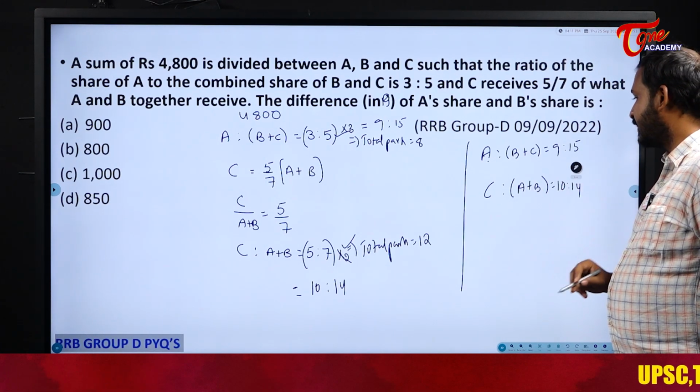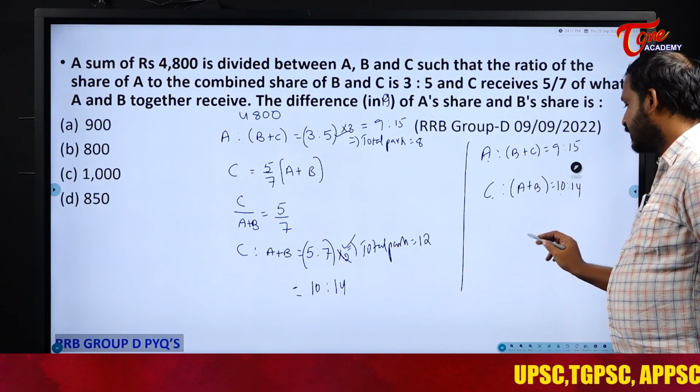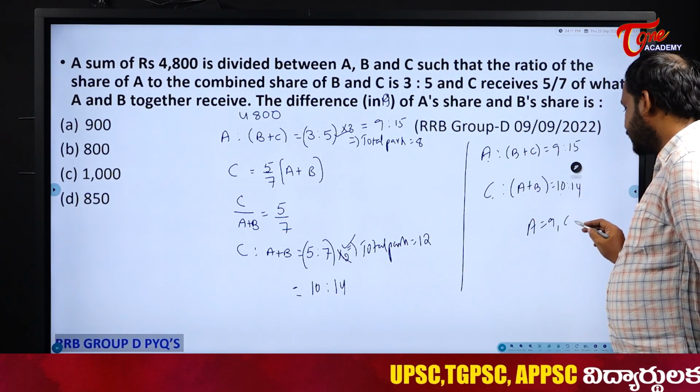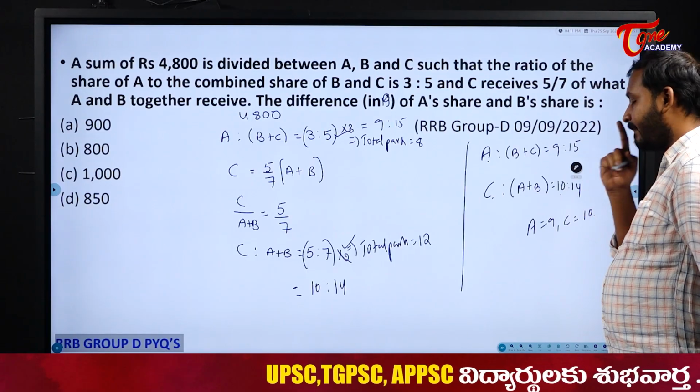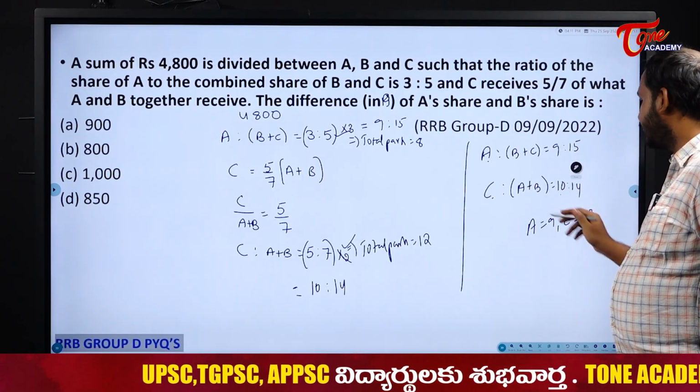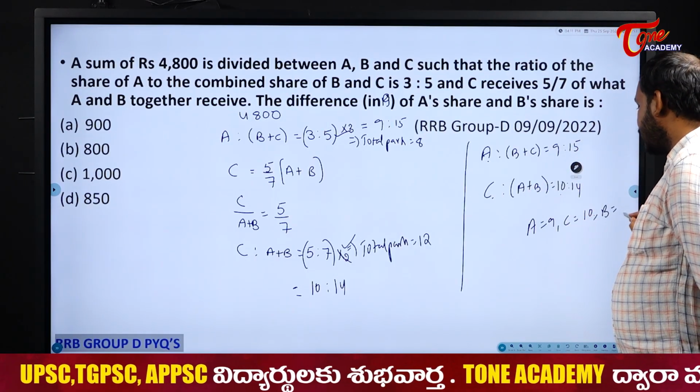A is how many parts? 9 parts. C is how many parts? 10 parts. A is 9 parts, C is 10 parts. If C is 10 parts, I will substitute C here. So B will become what? 5 parts. Or else, A is 9 parts.